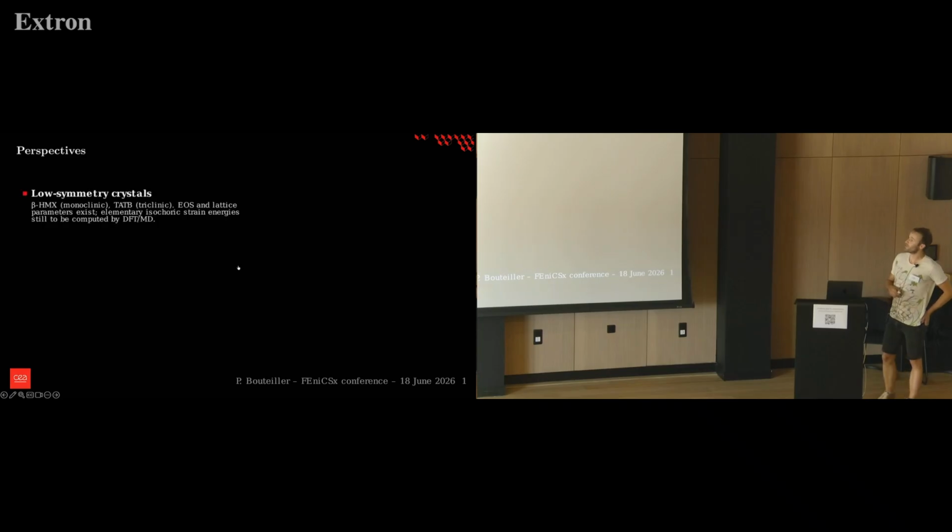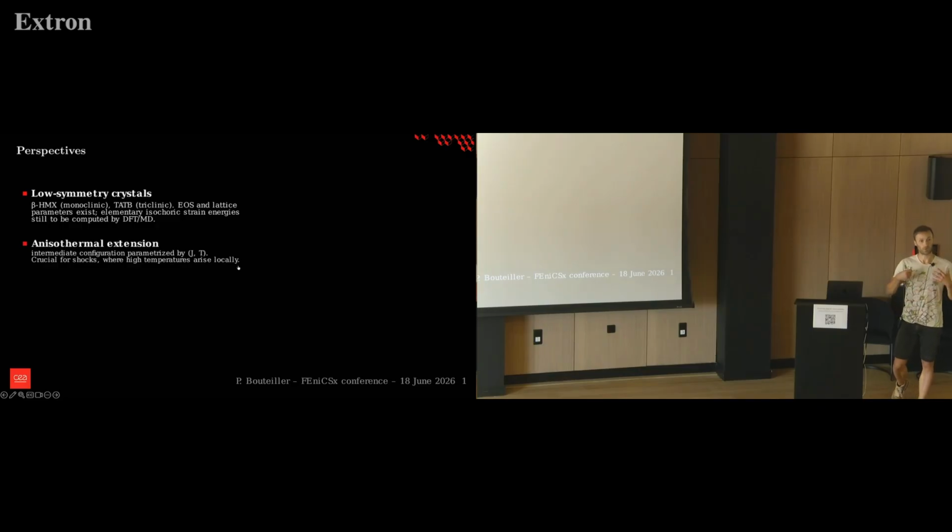So what are the perspectives? We want to apply this methodology for lower symmetry crystals, typically HMX, which is monoclinic, and TATB, which is triclinic. We also want to extend this model to finite temperature, because when you have a huge shock wave, you can have a huge pressure, but it also raises the temperature very significantly. And we are also planning to couple this to inelastic phenomena such as plasticity and twinning to get a full idea of the constitutive laws of polycrystals.